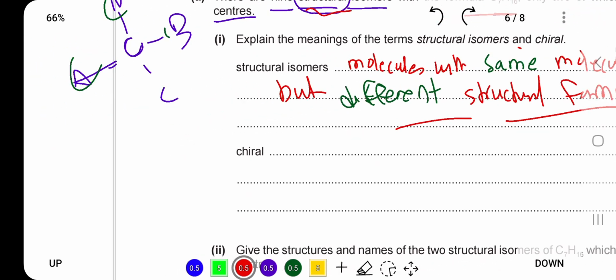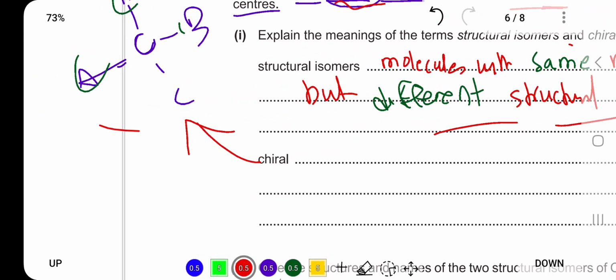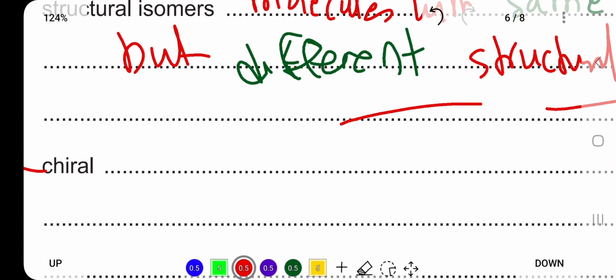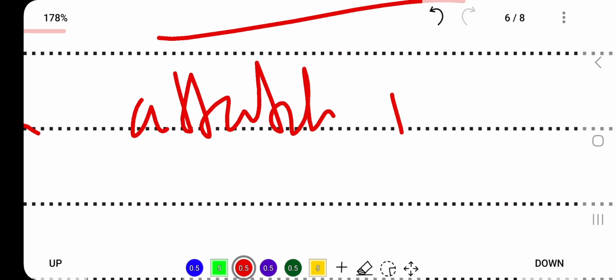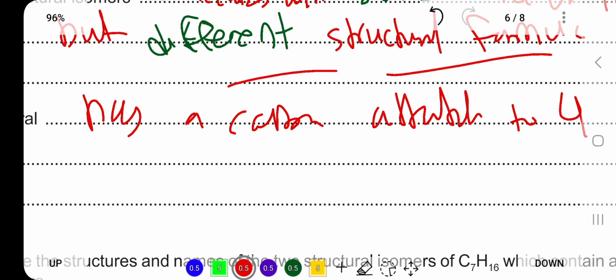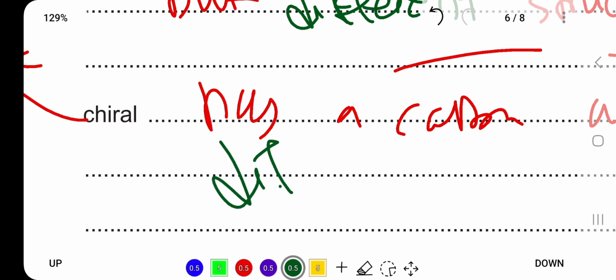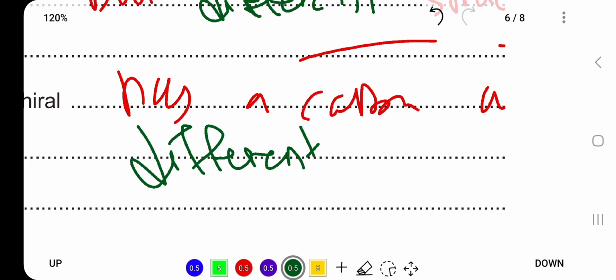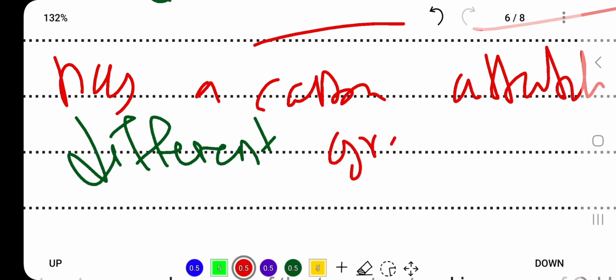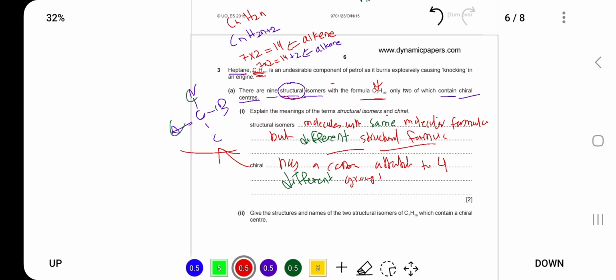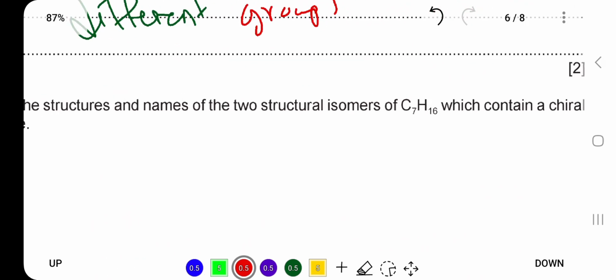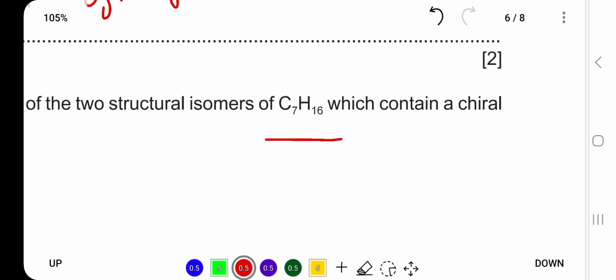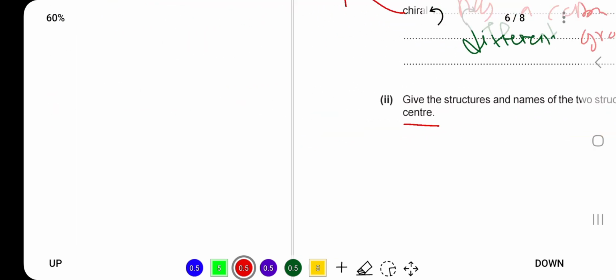Great. Now chiral, the same exact thing in here. It has a carbon attached to 4 different groups. Okay? Now, give the structures and names of the two structural isomers which contain a chiral center.